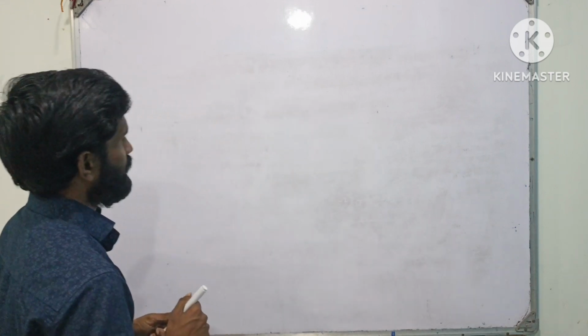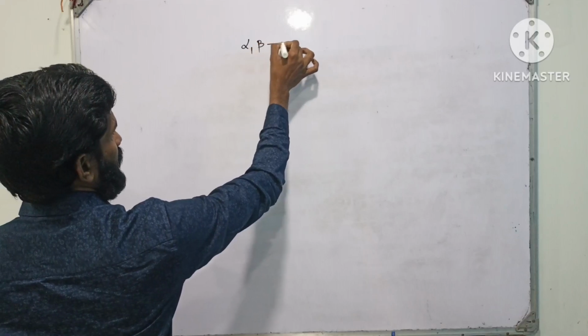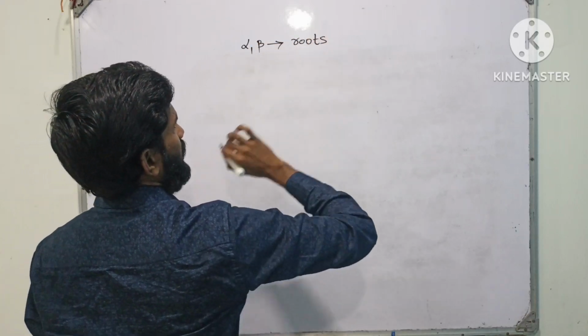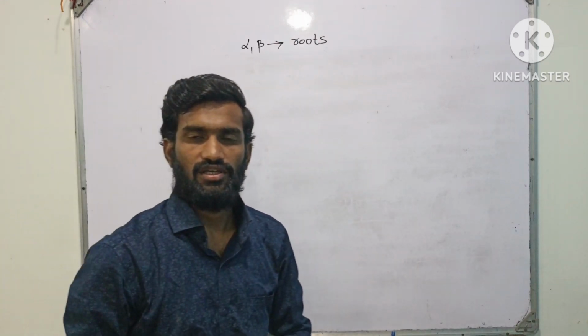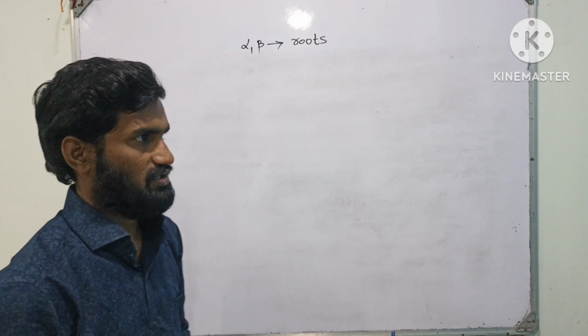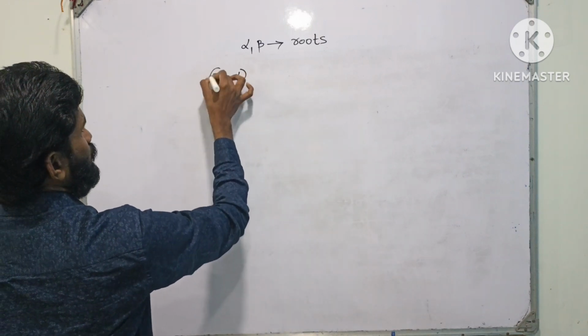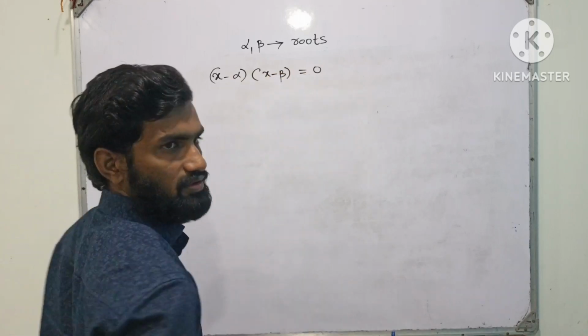For that, I am going to consider alpha, beta as the roots of a quadratic equation. If these two are the roots of a quadratic equation, then how to form the quadratic equation? Simply, you need to write (x minus alpha) into (x minus beta) equals 0.